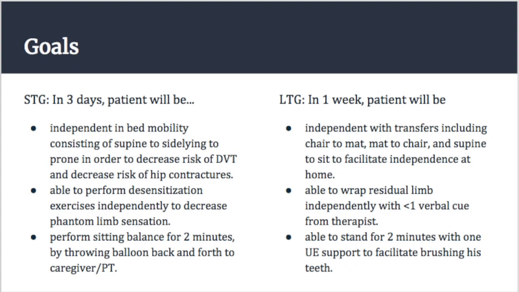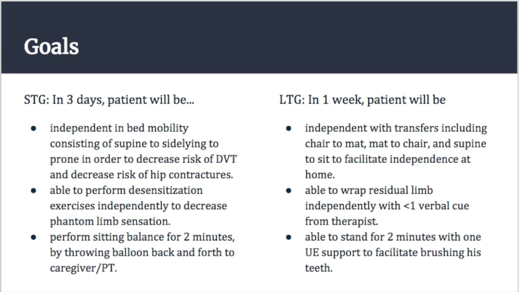So with Shane, he is in an inpatient setting and we plan to have him home in 1 week. Some of our short-term goals are over 3 days, and by the end of that time, we want him to be independent in bed mobility, so that he can get from supine to side lying to prone in order to decrease any risk of DVT and to decrease his chance of hip contractures. We also want him to be able to perform desensitization exercises independently to decrease phantom limb sensation. And lastly, perform sitting balance for 2 minutes by throwing a balloon back and forth to the caregiver and PT.